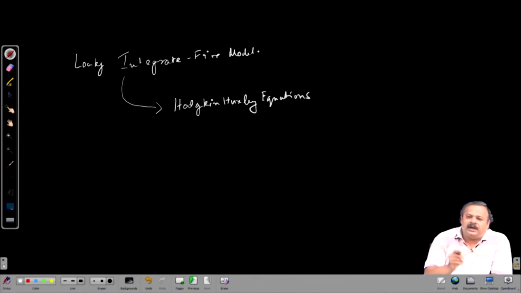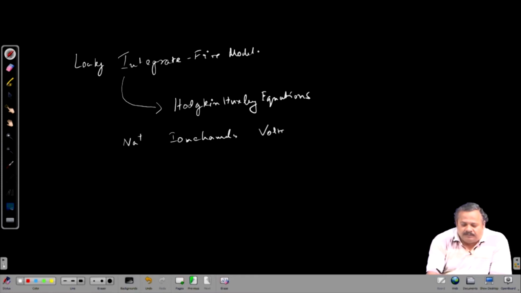So, as we have discussed, we now need the incorporation of sodium ion channels, which are voltage dependent, and potassium ion channels, which are also voltage dependent.